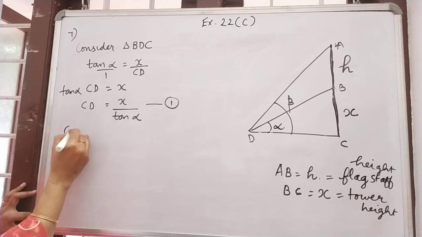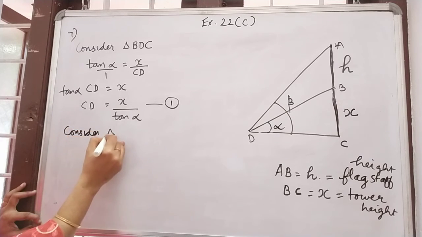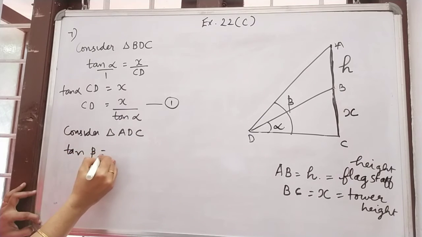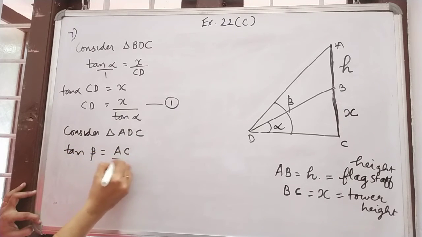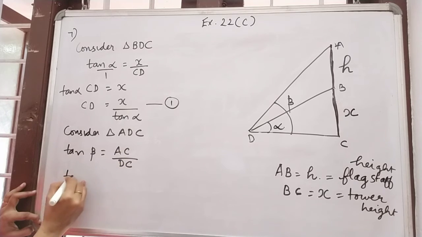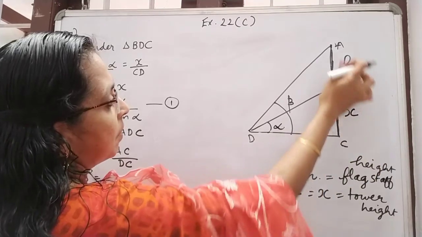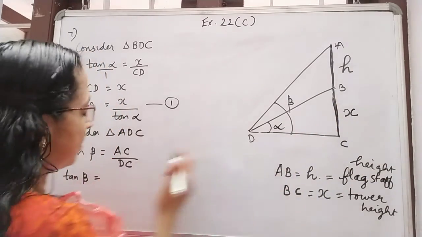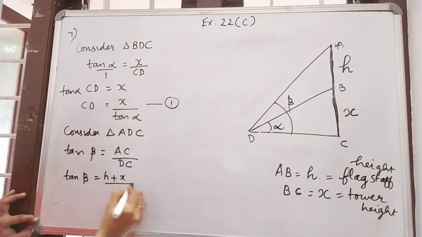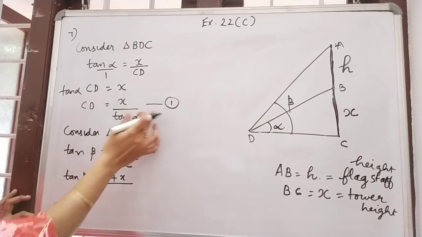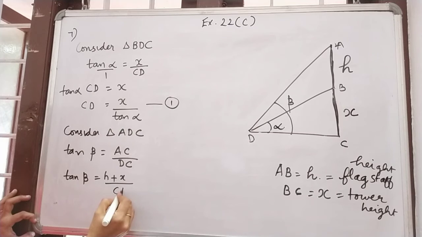Similarly, if we consider triangle ADC, tan beta is equal to what? Opposite, that is AC, divided by DC. AC is what? AB plus BC, that directly we can write as h plus x. So tan beta is h plus x divided by DC. DC is the same as CD.